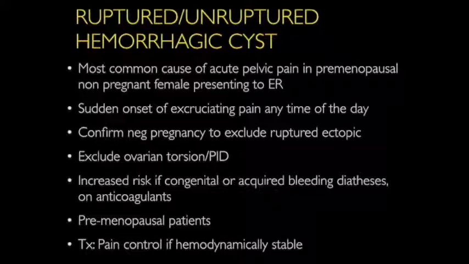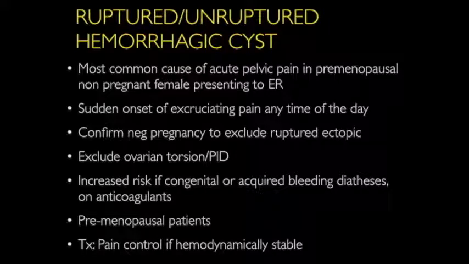Anytime you have those symptoms and clinical findings, you have to make sure there's a confirmed negative pregnancy test, and exclude other etiologies such as ovarian torsion or pelvic inflammatory disease. Patients with coagulation issues might be at higher risk of bleeding more, but essentially any normal patient can have a lot of hemorrhage from a hemorrhagic cyst. Almost all of these patients have to be premenopausal, because in order to have a hemorrhagic cyst, you have to ovulate.